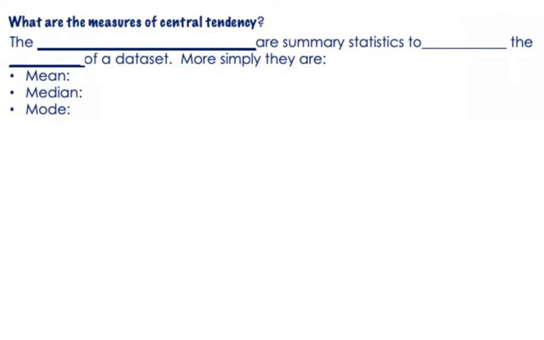So first thing we need to talk about, what are the measures of central tendency? What am I even talking about? So the measures of central tendency are summary statistics to represent the center of a data set. You probably know them as mean, median, and mode.